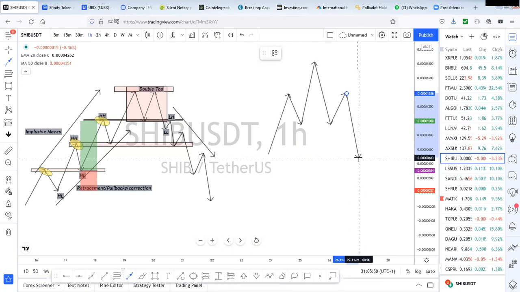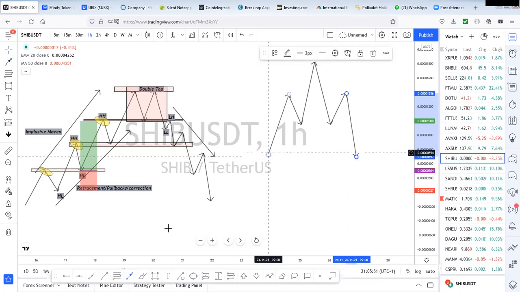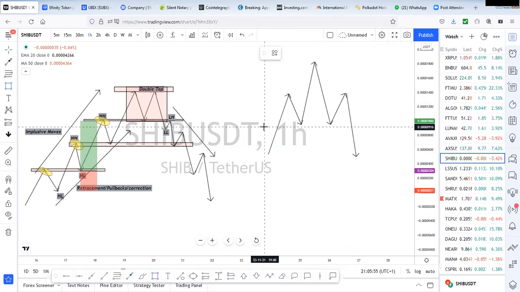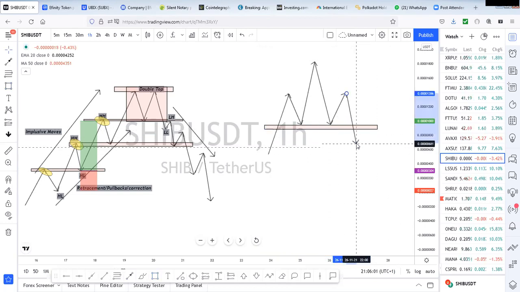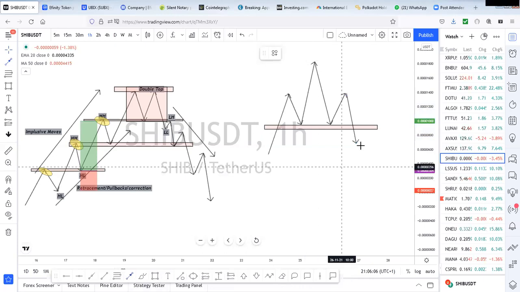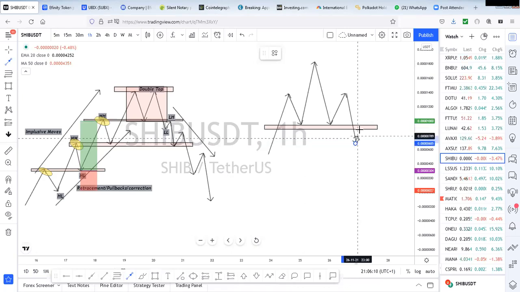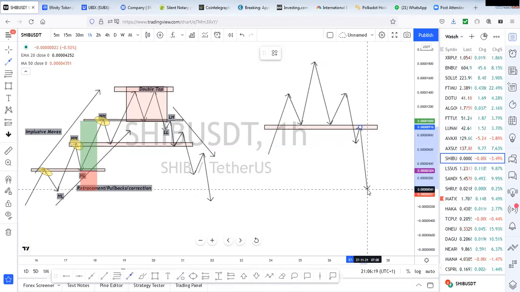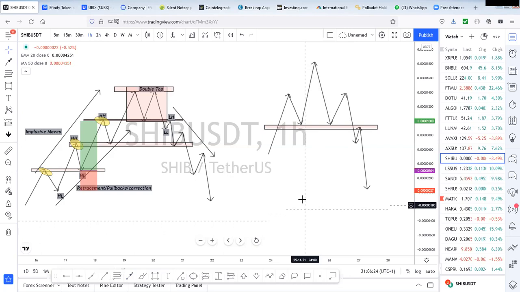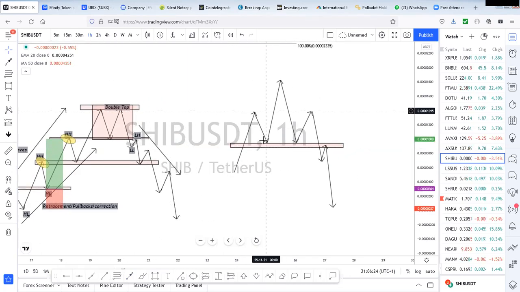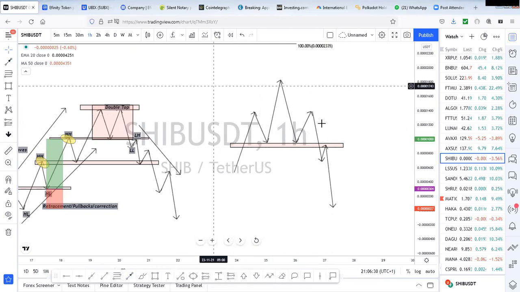This is a clear example of a head and shoulder pattern. This is our neckline. So the market will do something like this and do the retest. But most times retests don't happen, though sometimes they do because of the momentum of the bearish move. So this is a bearish reversal pattern.